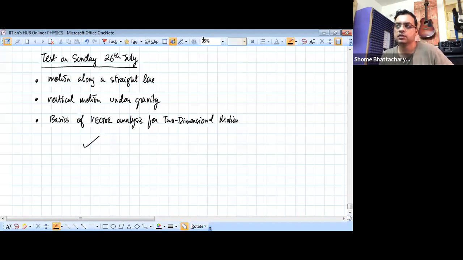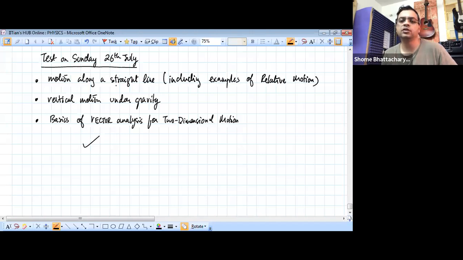Okay. Yeah, relative motion is also part of the straight line, but only in straight line. Okay, so including examples of relative motion, but only along a straight line, not in 2 dimensions. So that is part of motion along a straight line. Okay, including.